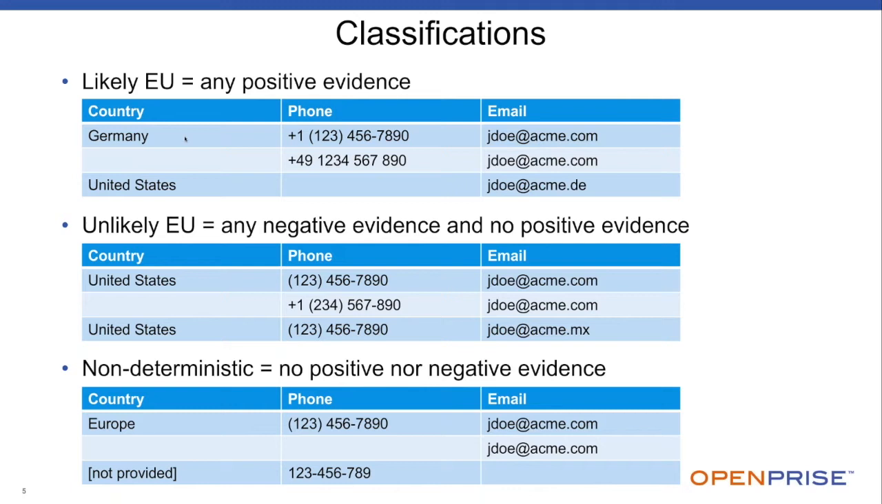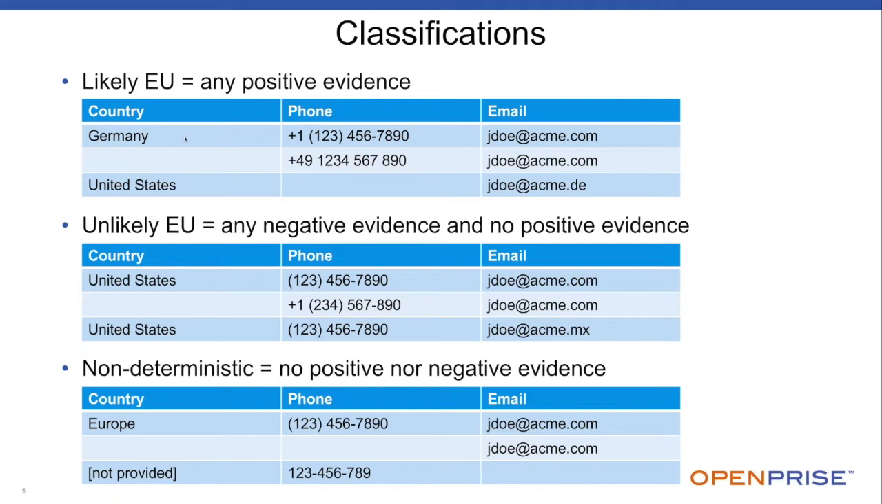However, the phone number has a +1, which indicates North America. And the email, again, has no telltale signs. So in this case, we have negative evidence in the phone number, and no positive evidence about whether this person is EU or not. So again, we put this under unlikely EU.